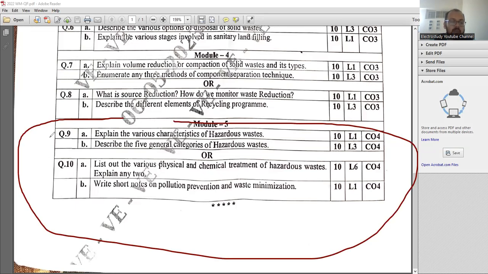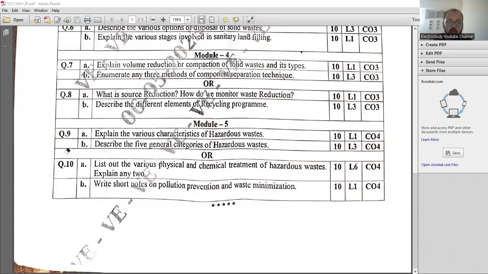Okay. So first of all, I will be explaining question number 9A. Explain the various characteristics of hazardous waste. It carries the weightage of 10 marks. So I will be telling you how to answer this. Okay, you have to explain various characteristics of hazardous waste.